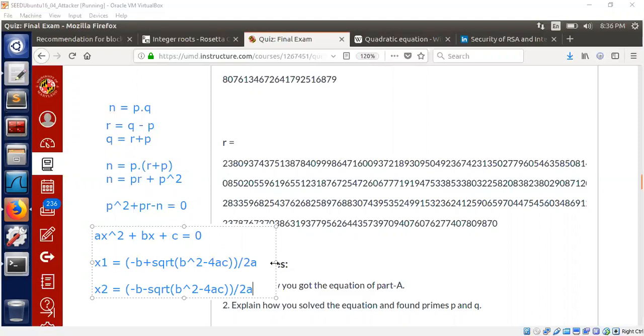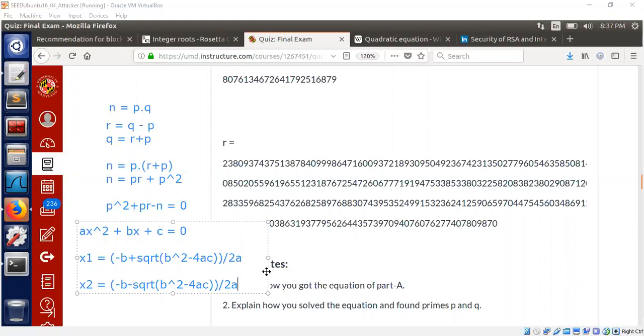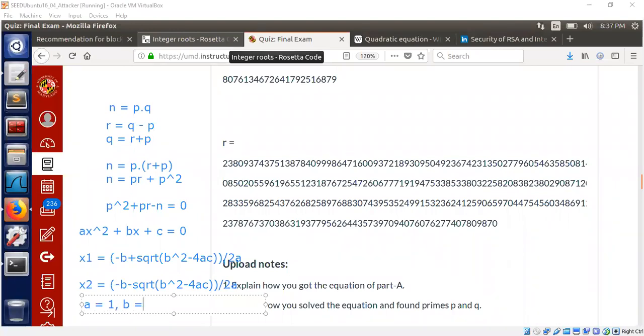So in this case, if you look at the quadratic equation above, a is 1. There's nothing there, and b is r, c is minus n. So let me write it clearly. a is 1, b is r, c is minus n. So we can solve this to find p, and that's what I'm going to do.